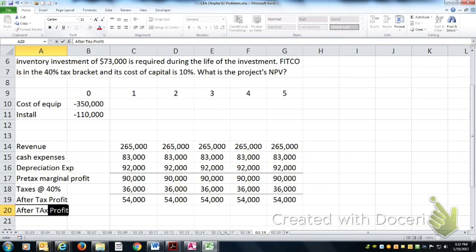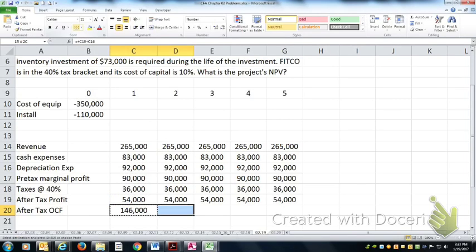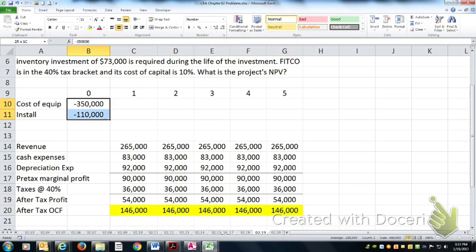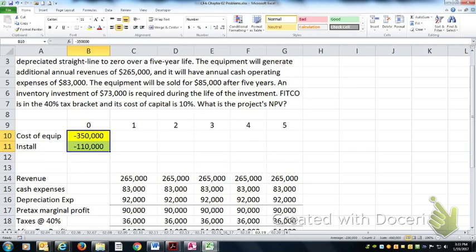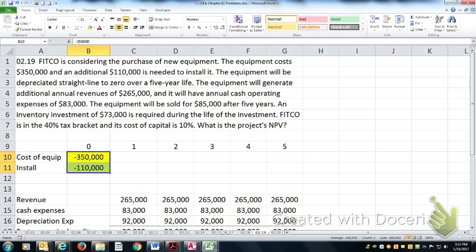Okay, now we do cash flows because we're finance wizards, so the after-tax operating cash flows are simply the after-tax profit and add back the depreciation expense. And that's a cash flow. It means the checking account gets $146,000 fatter each year. These two are cash flows because I actually have to spend that money at time zero.